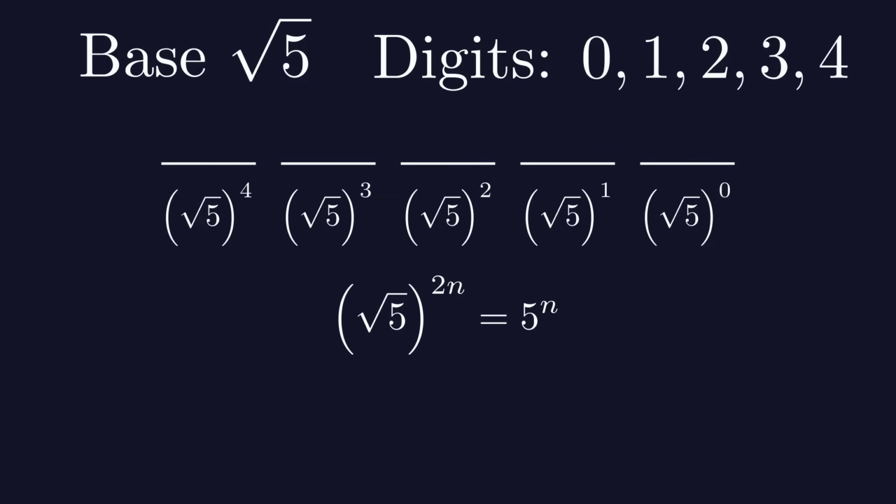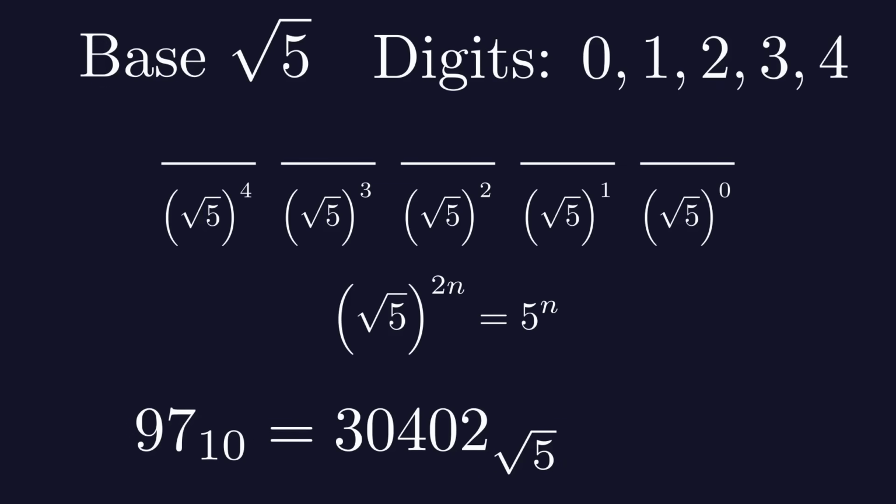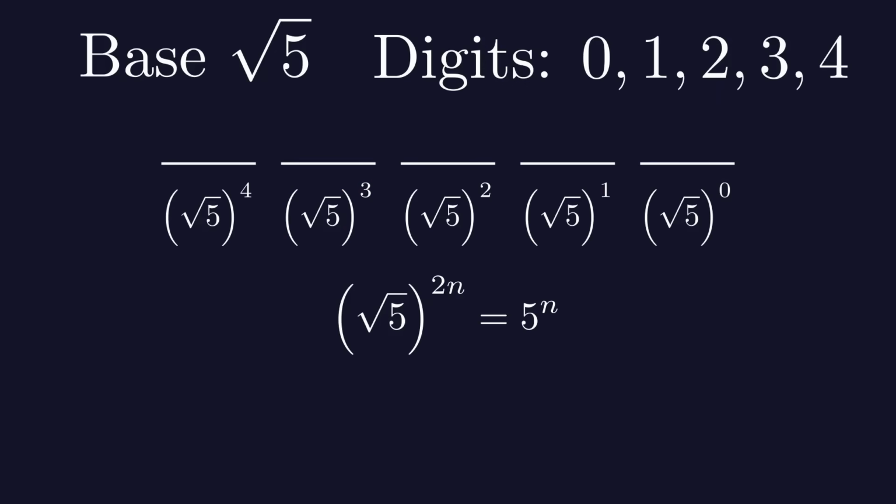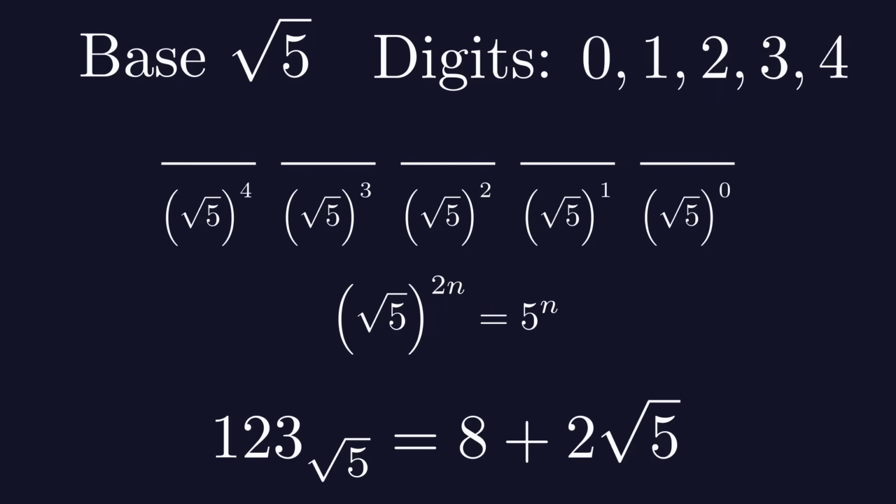For example, 97 in base square root of 5 is written as 30402. This number, represented in base 5, is just 342. The digits that represent odd powers of the square root of 5 are all equal to 0. This will be true for any rational value. But in this base, we can also easily express irrational values that are multiples of square root of 5. For example, 123 in this base is equal to 8 plus 2 times square root of 5. Here, the digits representing the odd powers are not equal to 0.